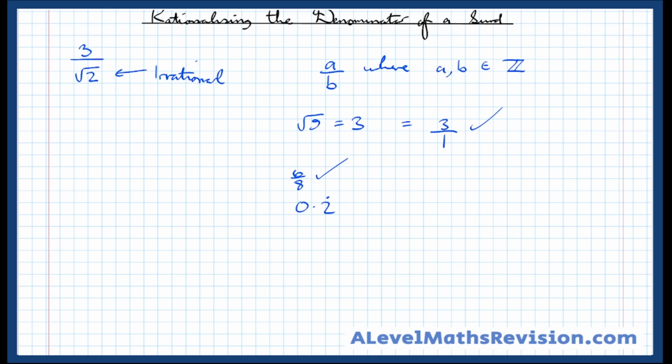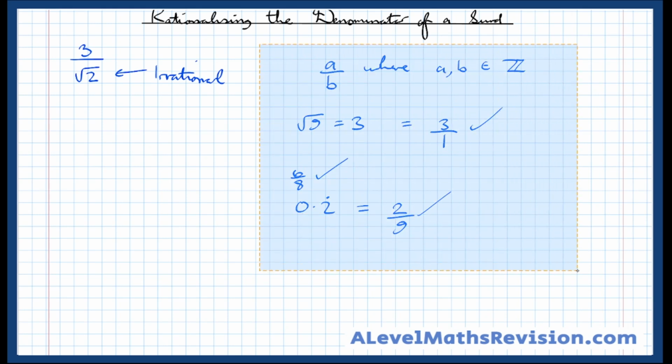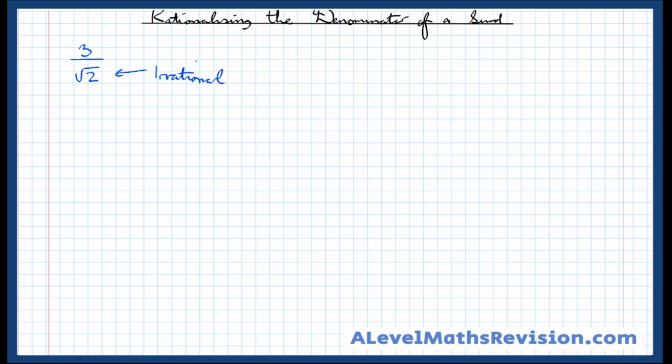0.2 recurring, you know, from GCSE, is the equivalent of 2/9. So 2 on the top, 9 on the bottom. Yes, that's rational, because it can be written as a fraction, a ratio of integers. Root 2 can't, so it's said to be irrational. So we've got an irrational denominator, a surd denominator, and that's seen as being a bad thing.